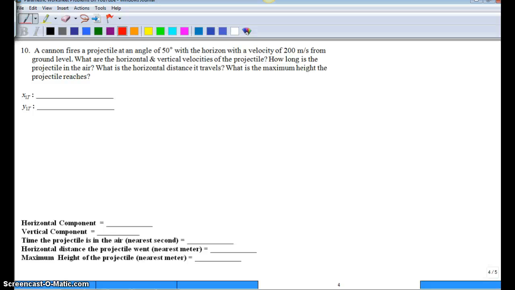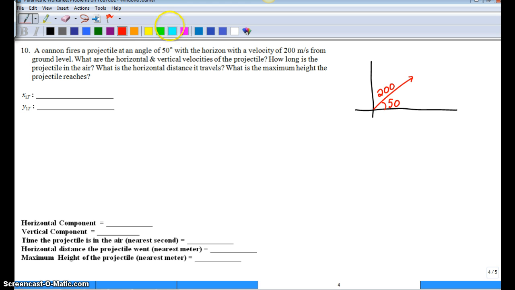Okay, so for this one here, we no longer have horizontal only velocity. What we have is a projectile at an angle. So if you look at that in terms of the diagram that we have to draw, it looks something like this. We're coming out at 50 degrees, and our initial velocity is kind of like the magnitude of a vector, in this case 200 meters per second.